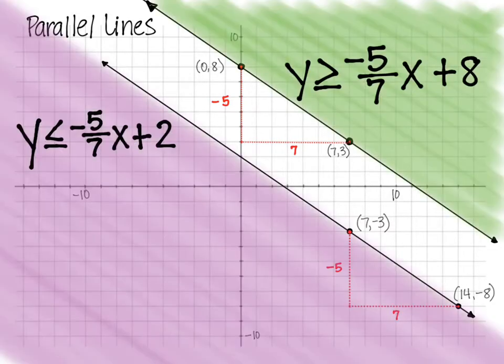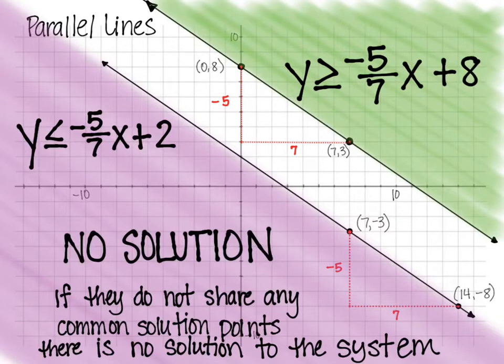When we shade, we have this, which is quite pretty. It looks kind of like a flag almost. But the main thing is I've got only purple over here, and I've got only green here. I have no common shading. They never overlap. And so the answer to this, meaning where's the solution, is there is no solution. If they don't share any common solution points, then there's no solution to the system of inequalities. And this would be an example of no solution at all.